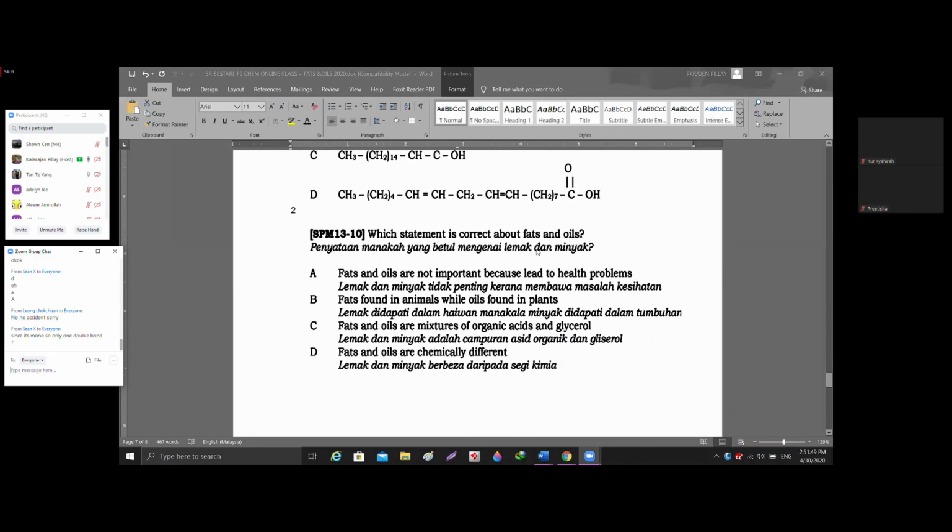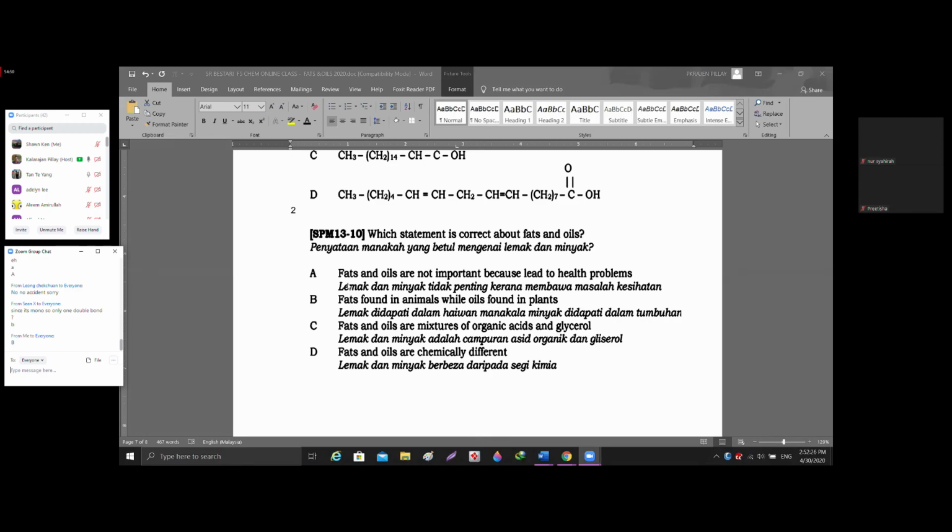Which statement is correct about fats and oils? This came out in 2013. It's not always that they come out. So what do you think is the answer? What do you think is the most accurate answer? Sean, what do you think? You might not be doing bio, but you have to know because it's part of your chemistry syllabus. Sean says B. The answer is B. Yes, correct.